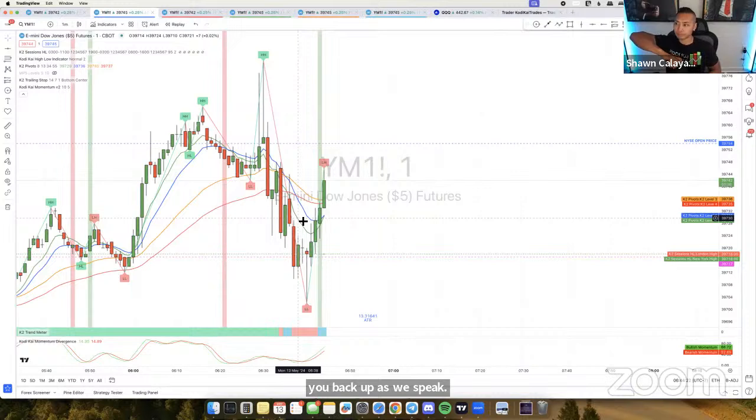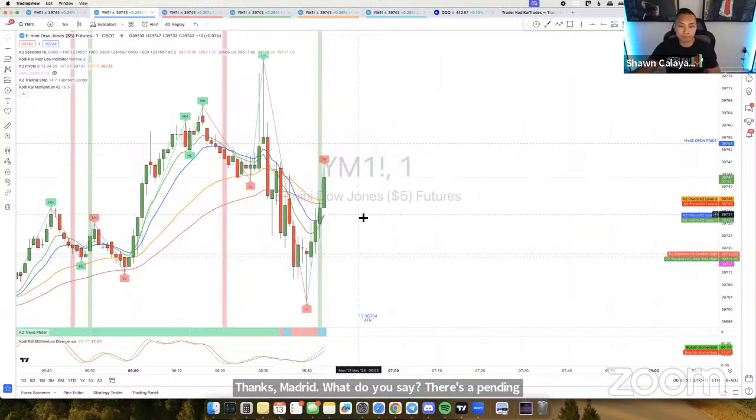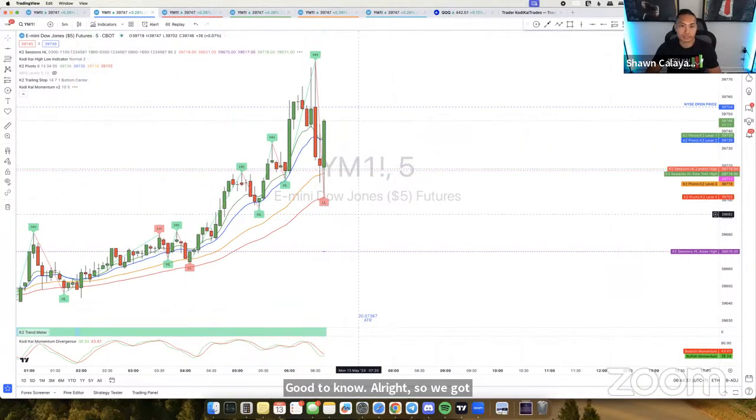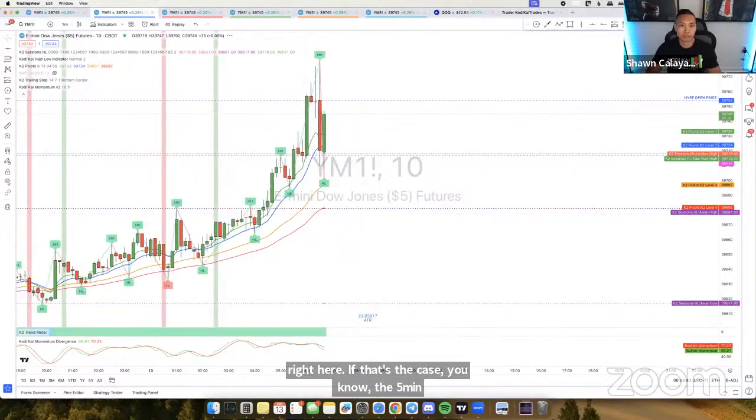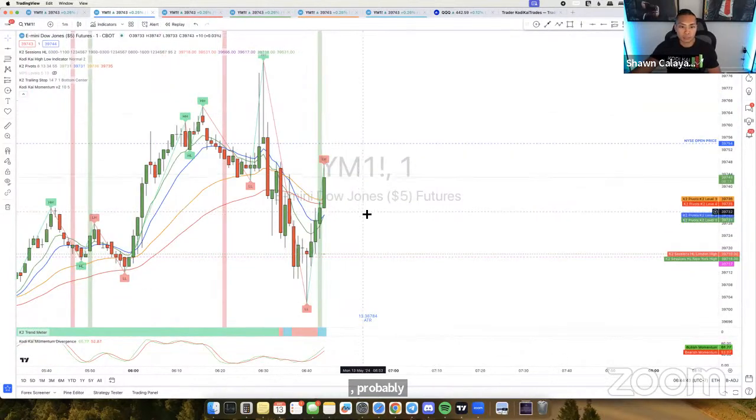Thanks, Madhu. He said there is a pending sell signal on the 5 and 10 minute time frame. Good to know. All right, so we got price pushing back up right here. We'll see if the trend confirms. If that's the case, the 5 minute will probably have no more sell signal there, of course, now that we have price pushing back up.